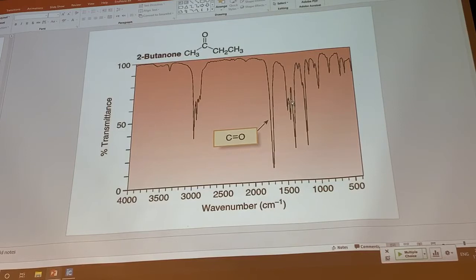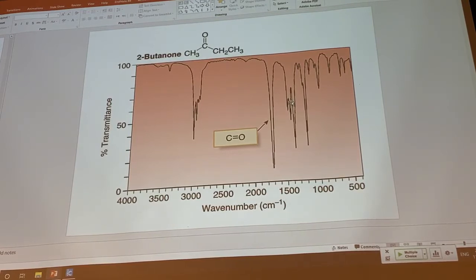Any questions? Yes? Yeah, anything that's this small you would ignore. There's noise. The baseline is wavy in this case. And so, yeah, the peaks usually have to be pretty good sized before you would pay attention to them.